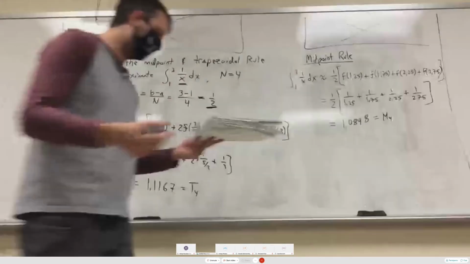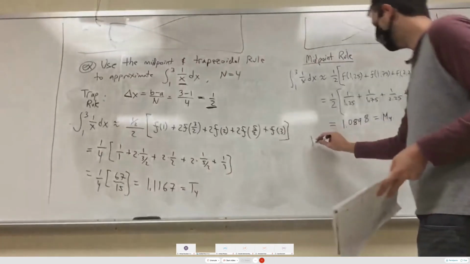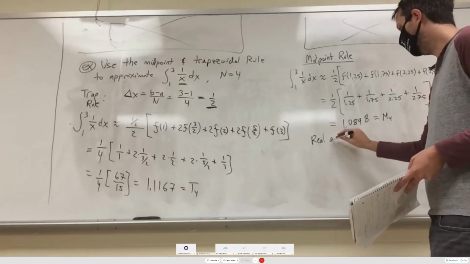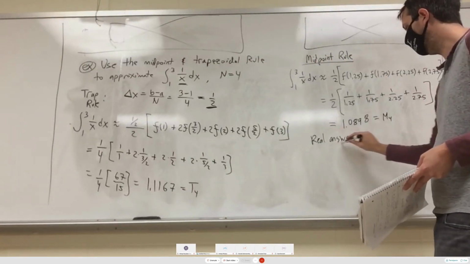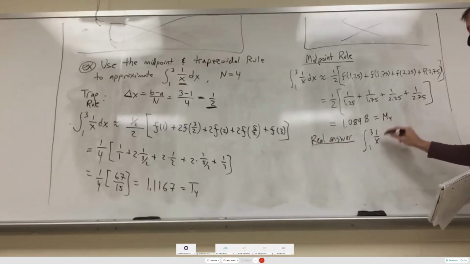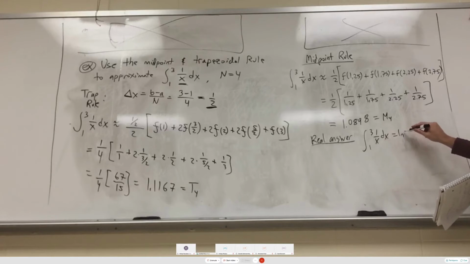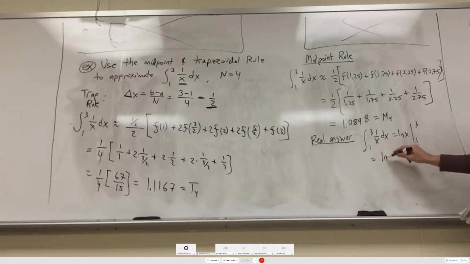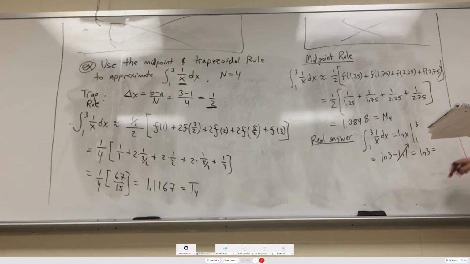Okay, so let's look at the real answer, which someone already found online, but it's a simple integral. Like I said, the integral of 1 over x dx is just log x. From 1 to 3, you get log 3 minus log 1, which is 0 anyway. So you just get log 3, which is, I'm going to put some more decimal places, 1.0986.